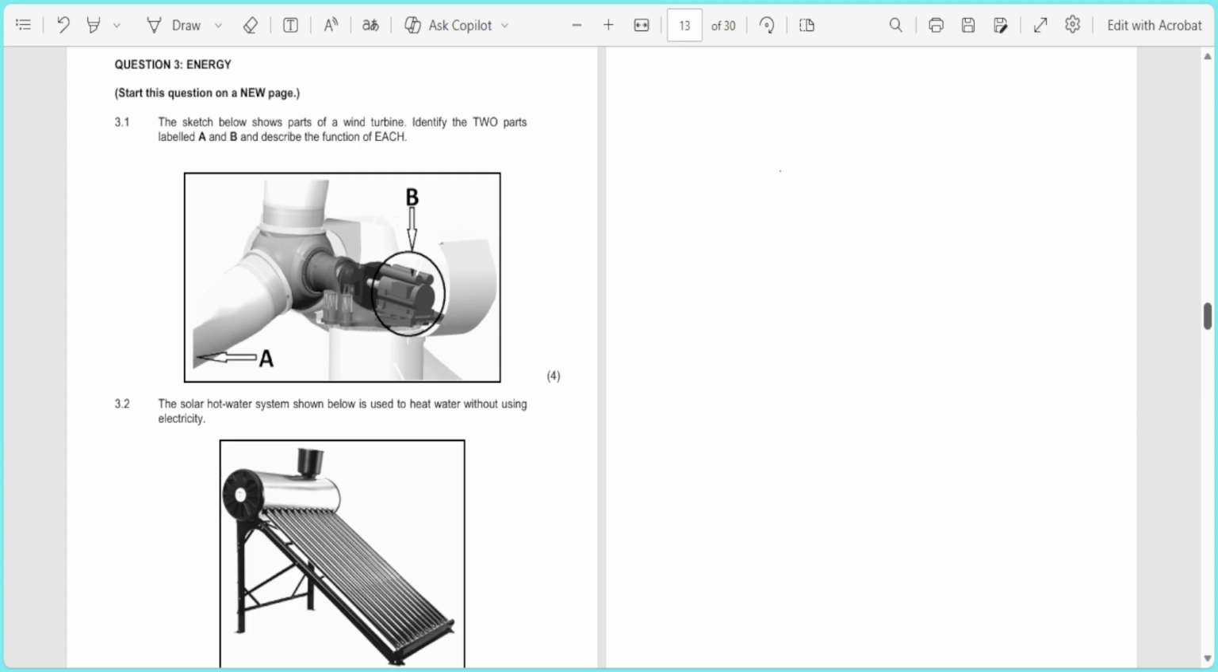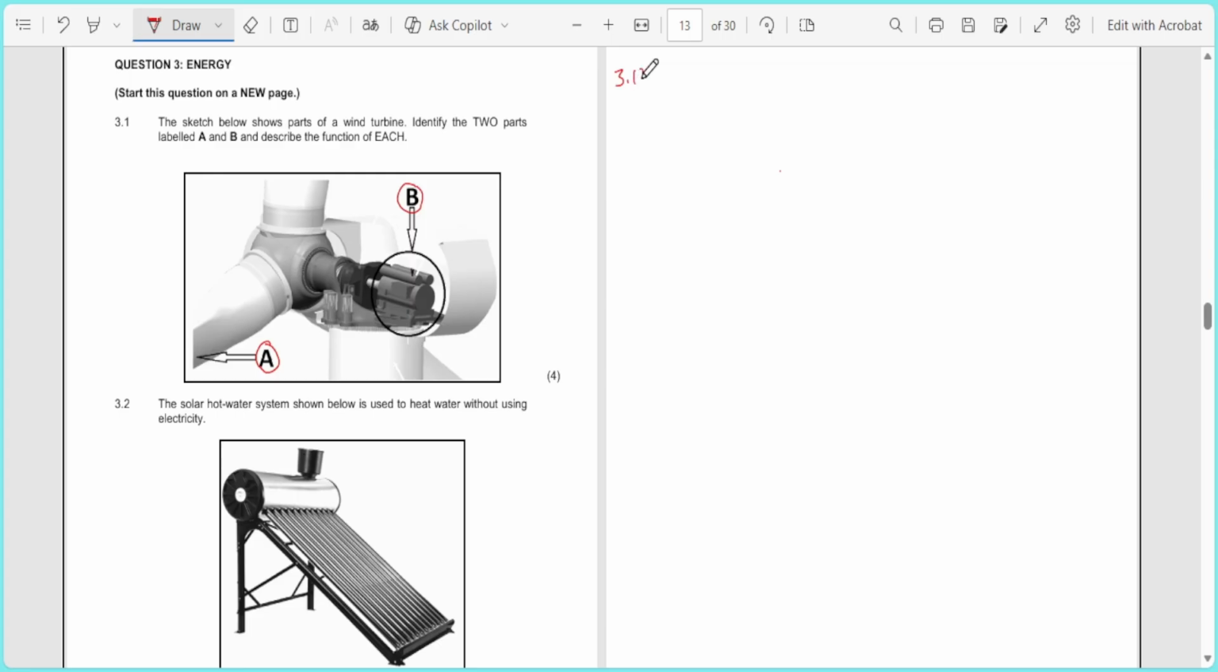So for 3.1 and 3.2, we are provided with sketches. So I'm expecting to be asked questions about these sketches. So for 3.1, there are parts that are labeled on the sketch. We have part A and part B, right? So we need to identify these parts and describe the function of each. Okay, that is why. That explains the 4 marks.